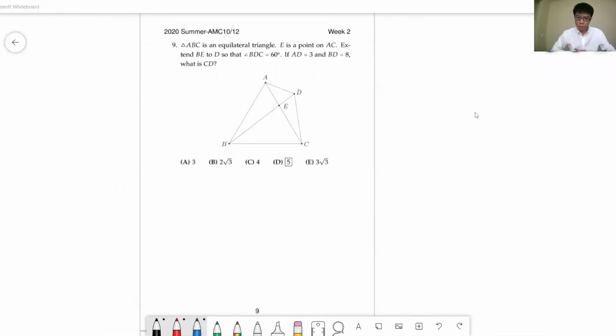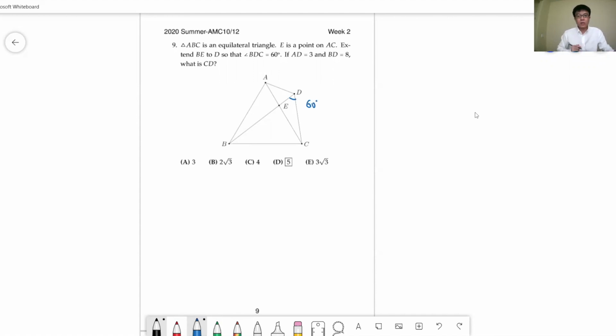Okay, we are now at problem 9, geometry. We have ABC as an equilateral triangle, and E is a point on AC. Extend BE to D so that angle BDC is 60 degrees. BDC is 60 degrees, okay?